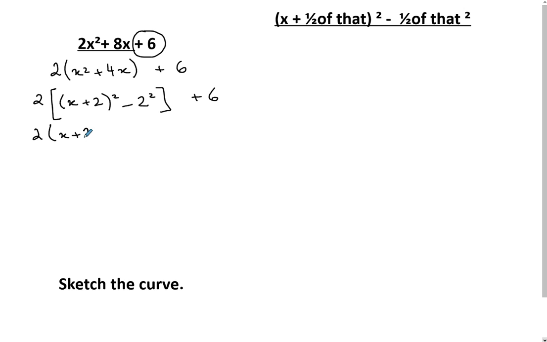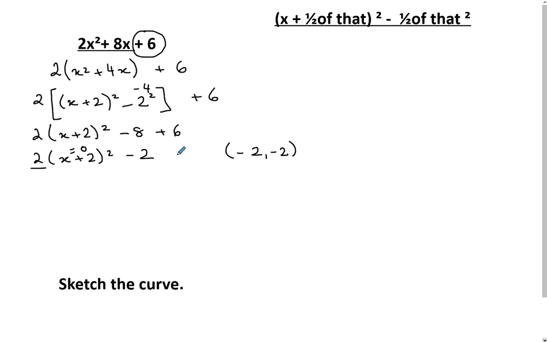2x plus 2 squared. Minus 2 squared is minus 4. So 2 times minus 4 is minus 8. And then bring in the 6. So our completed the square expression is 2x plus 2 squared minus 2. This 2 does not affect your minimum point. So again, the x coordinate is the value of x that makes that 0. So it's minus 2. And the y coordinate is, as you see it, minus 2. Okay, so that's the minimum point.